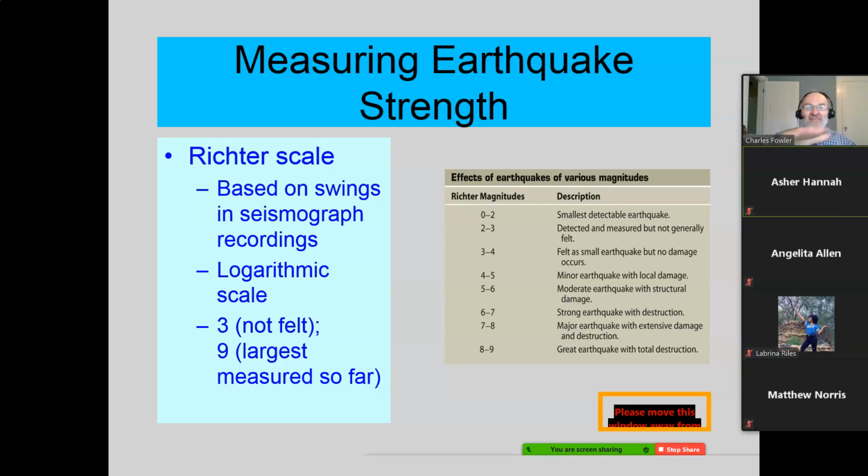Now, this is all based with how much movement those seismographs measure. The amount of movement, not the amount of damage.